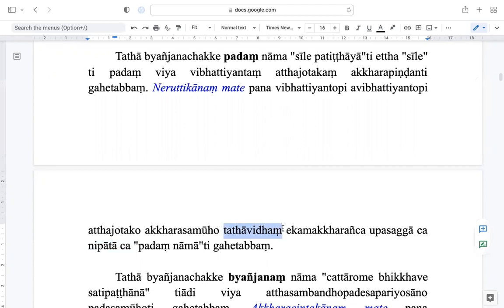The group would indicate the meaning, either ending with a case ending or not, consisting of a single letter. Okay, thank you, Sayadaw.